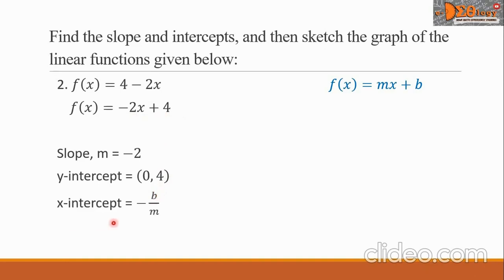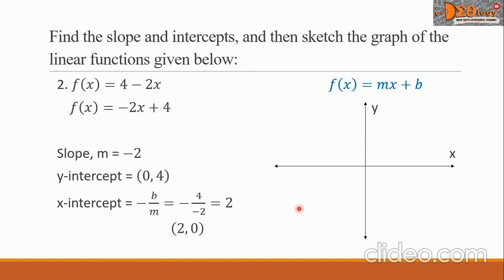Next is the x-intercept. We will follow the formula negative b over m. Substituting the values, this is equal to negative 4, that is the b, over negative 2, which is the slope. And then we simplify. Negative and negative becomes positive. 4 divided by 2 is equal to 2. Showing now the ordered pair of the x-intercept, we have (2, 0).